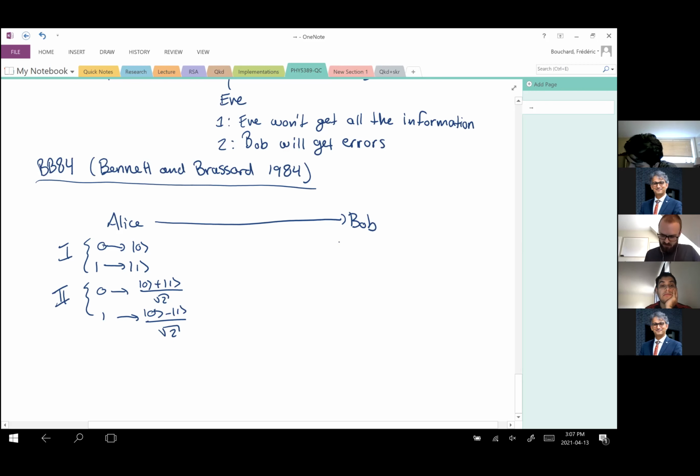Then Bob will do the other way around. If I measure a 0, I'll call that a 0 bit. If I measure a 1, I'll call that a 1 bit. And then if I measure in the other basis, call that state 0 and that state 1.